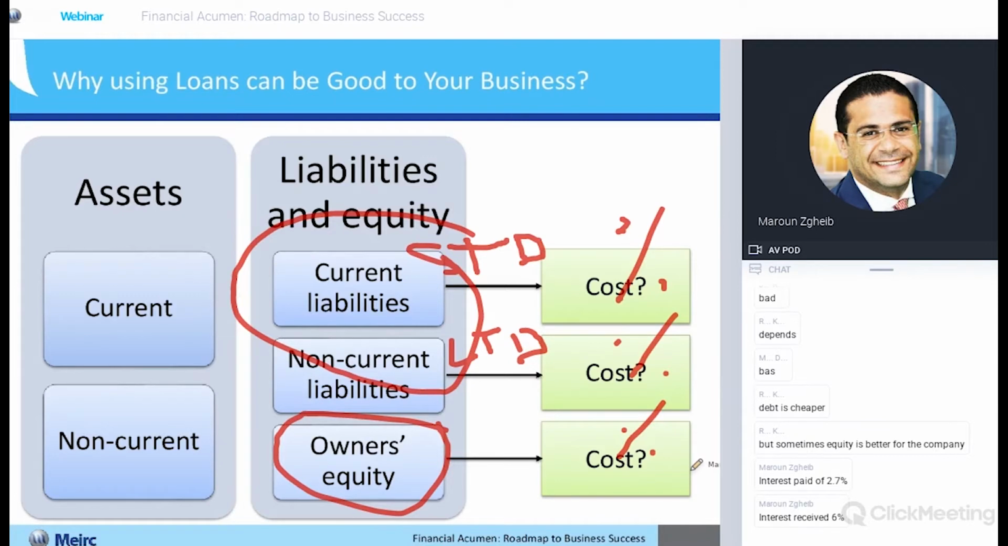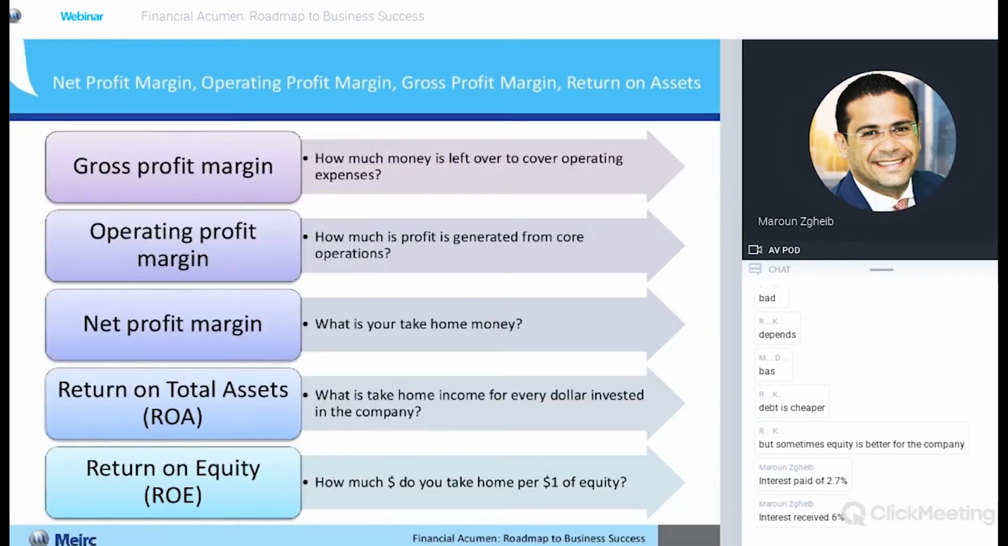Let me tell you something. Decisions that are based on feelings, decisions that are based on instincts are not decisions. Those are speculation. Those are gambling. And in finance, if you want to contribute, you should actually provide decisions based on numbers and calculated figures.